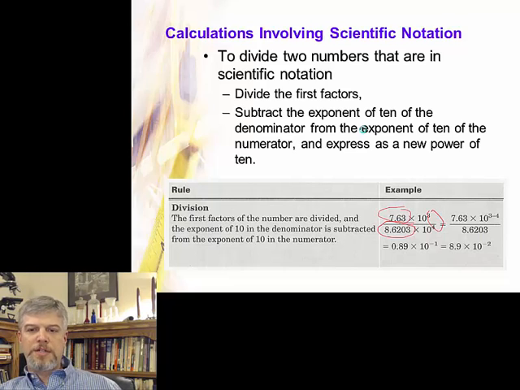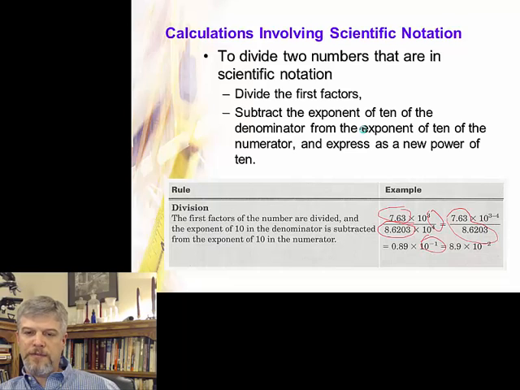So we'll punch into a calculator 7.63 divided by 8.6203 to do that part. But 10 to the 3 minus 4 is pretty simple. That's 10 to the negative 1. So that part we don't need a calculator for. That's already been done. Now when we push this part into a calculator, 7.63 over 8.6203, we're going to get a number on a calculator. It may have a whole lot of digits, but we need to take a look at our significant figures here and decide how many to keep.